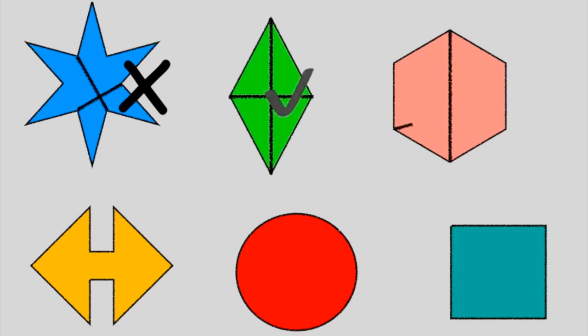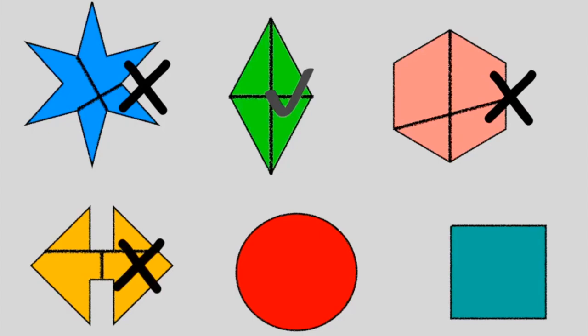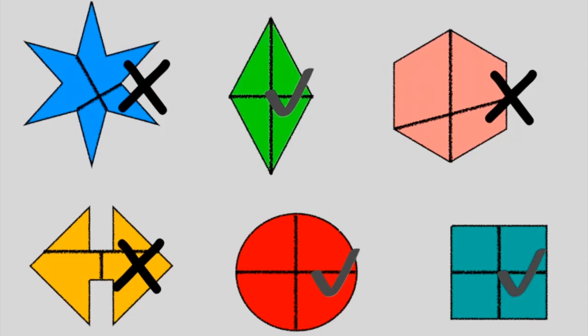This hexagon is not cut into fourths. The pieces of these shapes are not the same size. This circle has been divided into fourths. And the square is also divided into fourths because there are four equal parts.